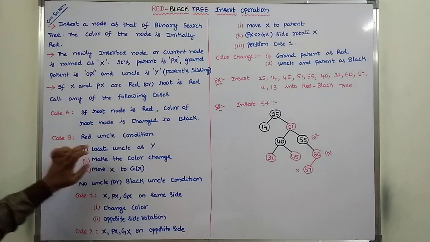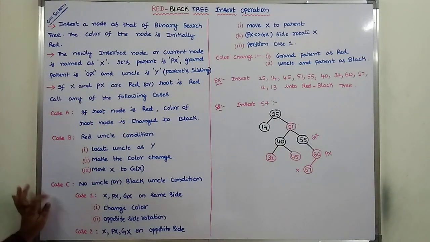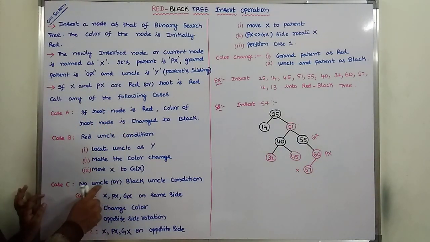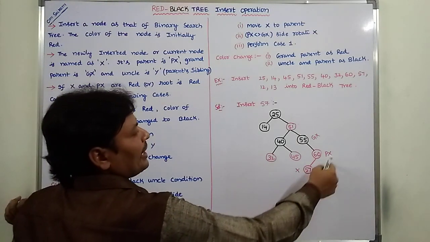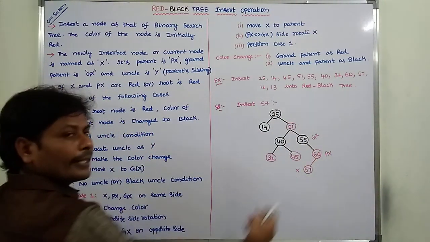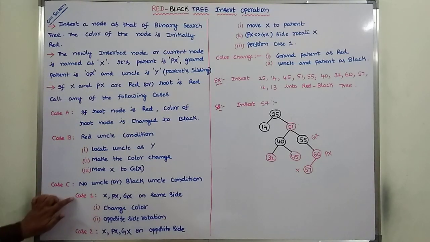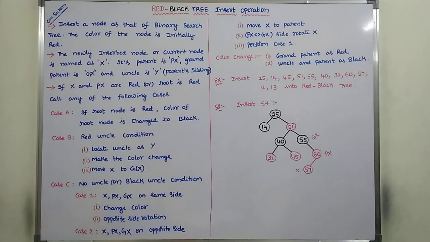Then case B, right uncle condition. Here uncle is not there. So go to case C, no uncle. This condition is true. Case 1, X, Px, Gx on the same side? X, Px, Gx are on the opposite side. They are not on the same side. So then go to case 2. X, Px, Gx on opposite side. Then we have to follow these three steps.